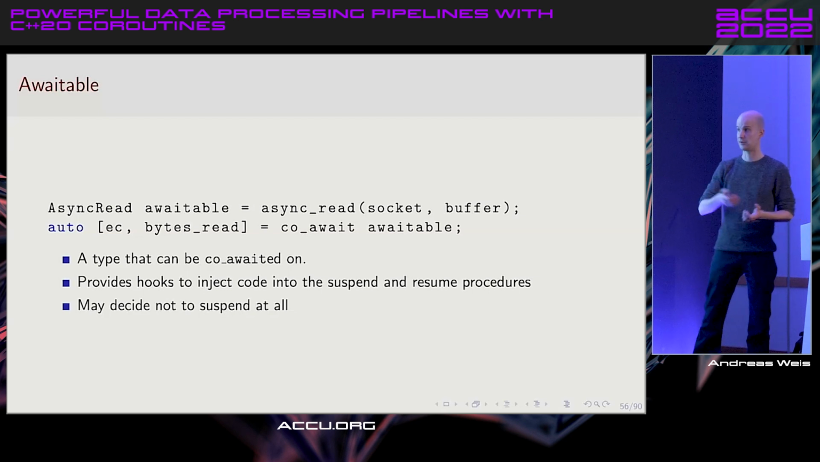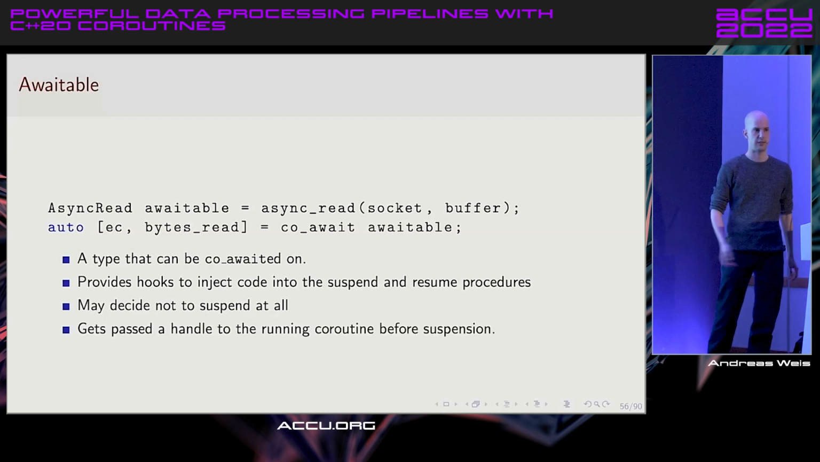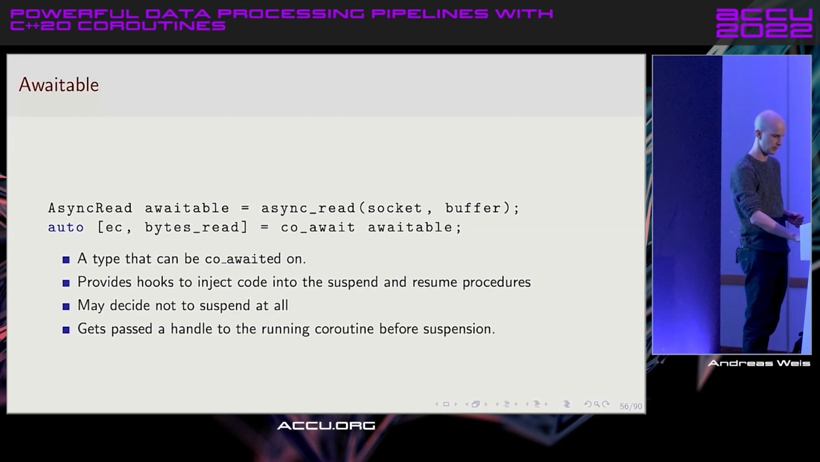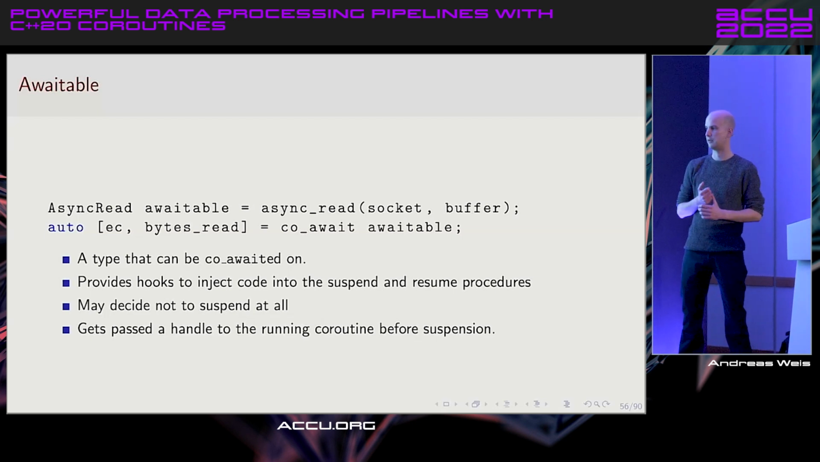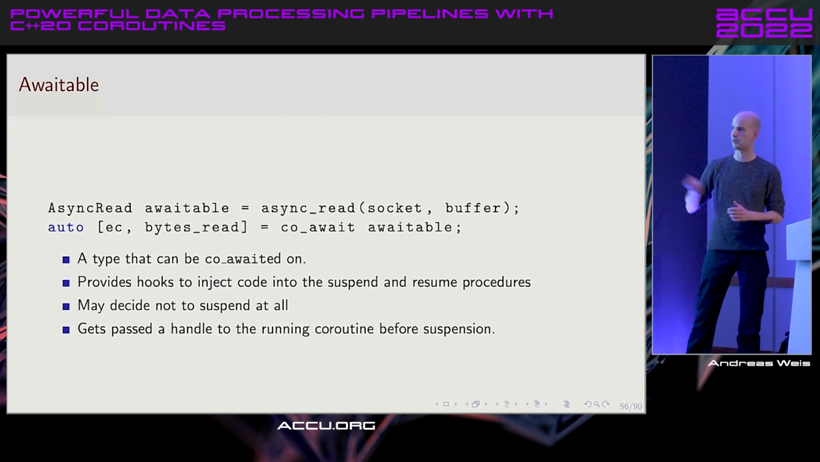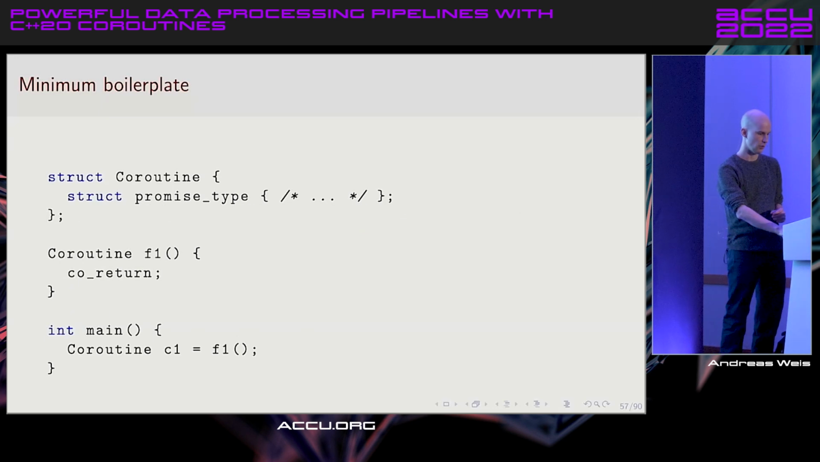For instance, it might also decide not to suspend at all, like a co-await call also can return right away without giving up control flow. And the awaitable also gets passed a handle to the running coroutine before suspension, and we will see in an example shortly why that is useful.